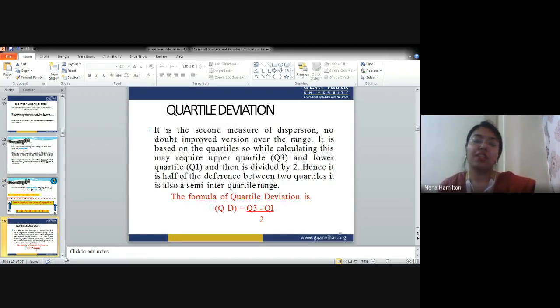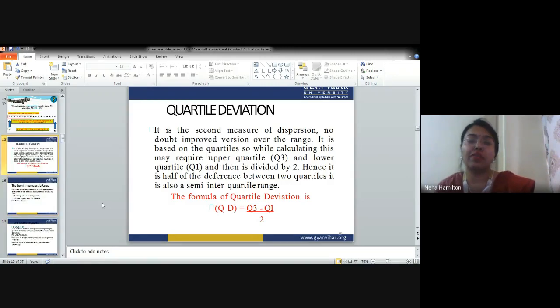Now after that we are going to understand what is quartile deviation. So it is a second measure of dispersion, no doubt an improved version over the range, right?